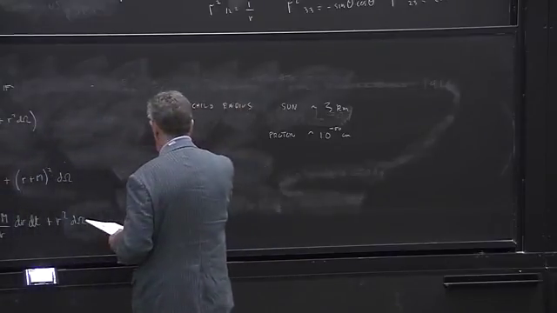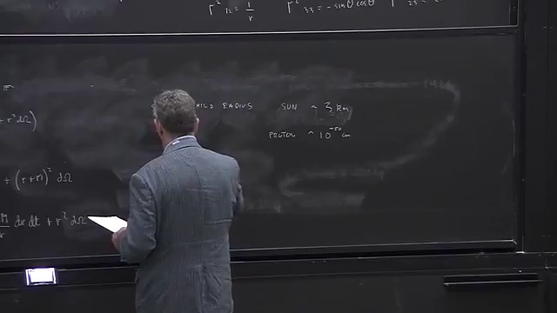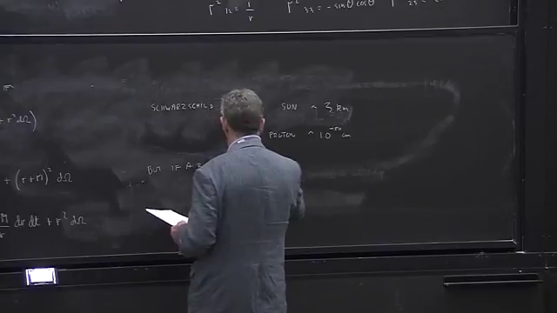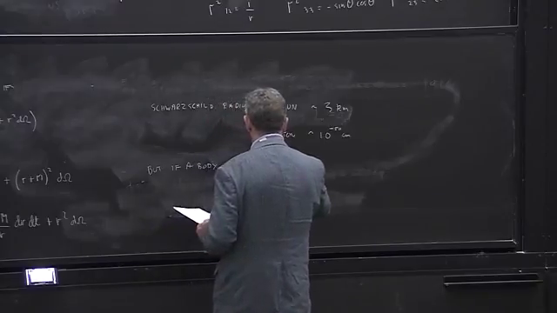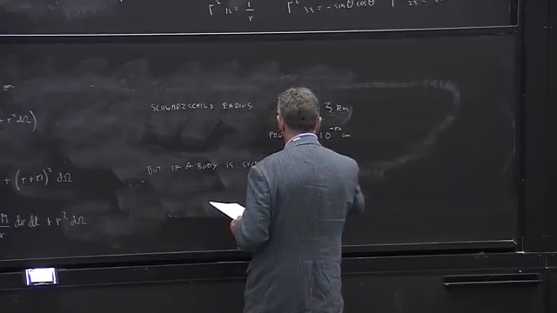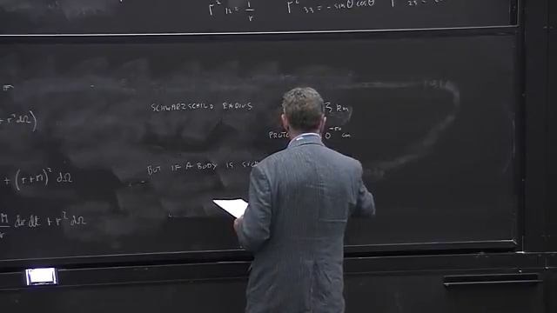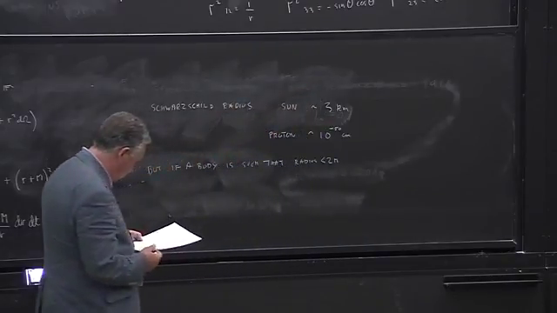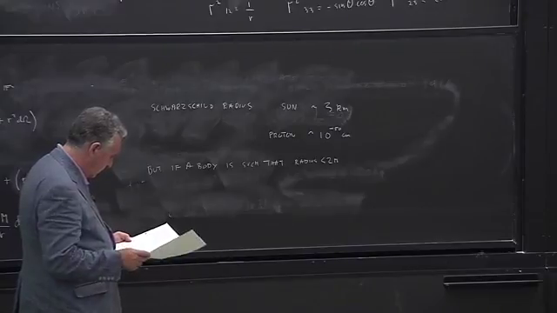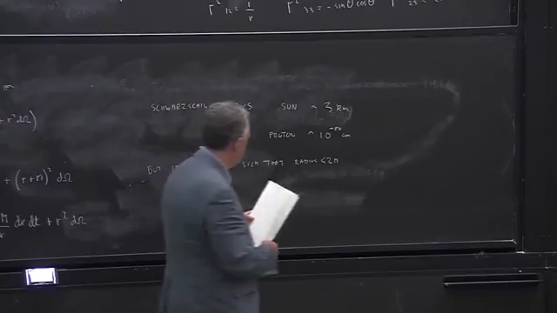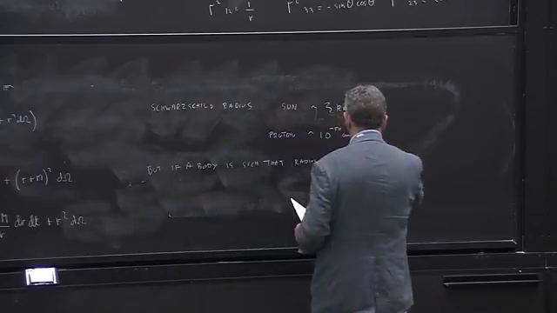But if a body is such that its radius is less than 2m, then we'll see in subsequent lectures that it's a black hole.